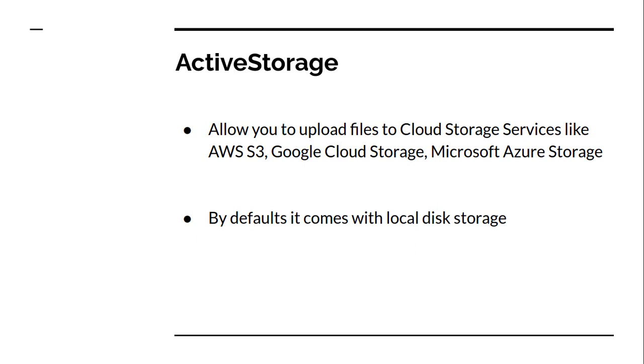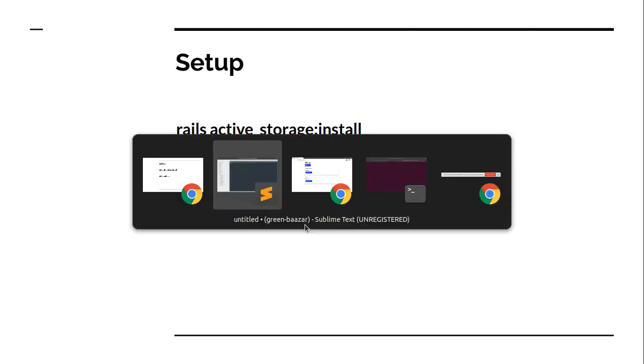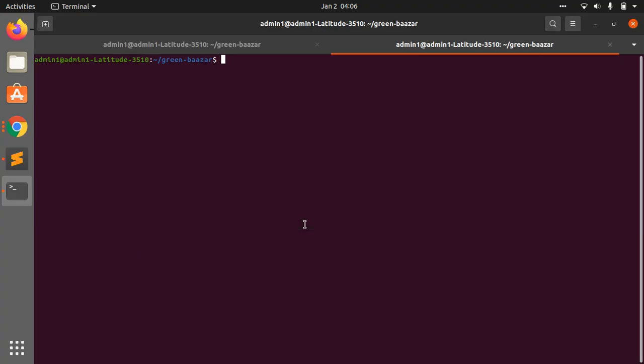Now, look into the setup for Active Storage. You have to run this command, rails active_storage:install. This command will add three required tables for Active Storage to work in your application. So let's start by running the command. Open the terminal and you can run rails active_storage:install. Sorry, typo. Active Storage and then install.